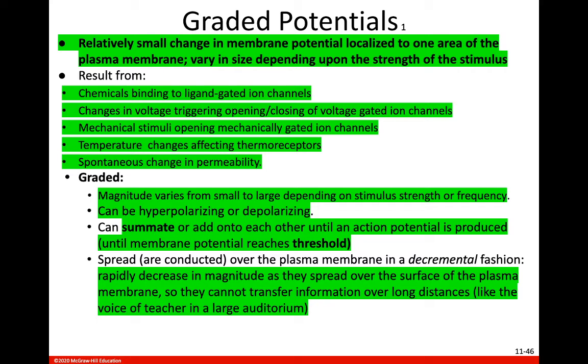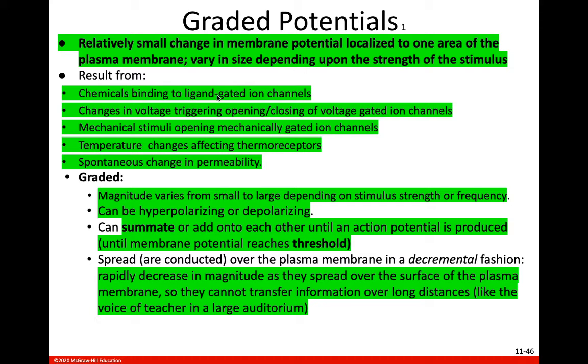Okay, what is a graded potential? A graded potential is what happens when you open up those ligand-gated ion channels, when you open up those mechanically gated ion channels. When you get just enough stimulation that you open up those ligand-gated or mechanically gated ion channels, it lets in a little bit of sodium and or calcium, if we're letting calcium in, like in smooth and cardiac muscle, that we get a relatively small change in membrane potential in just one localized area of the cell.